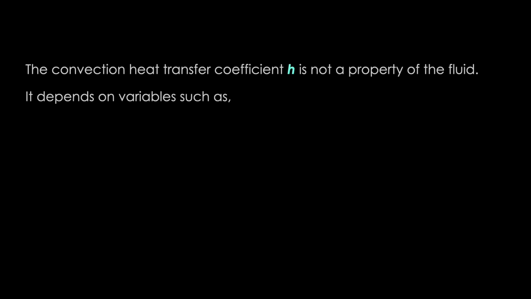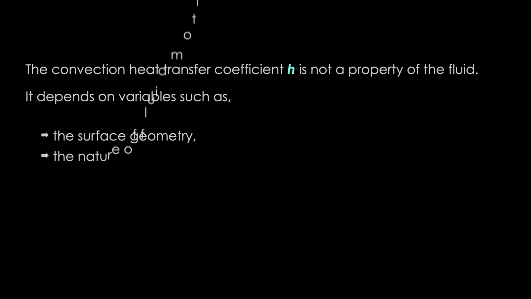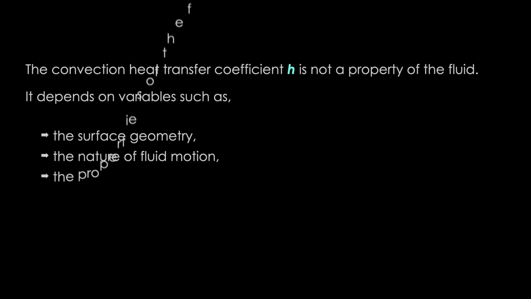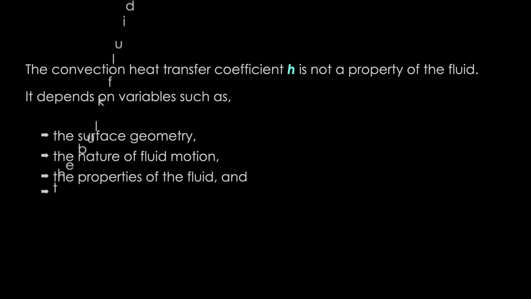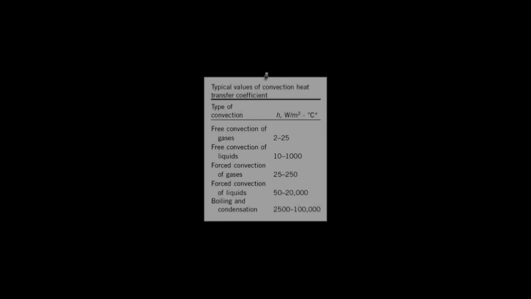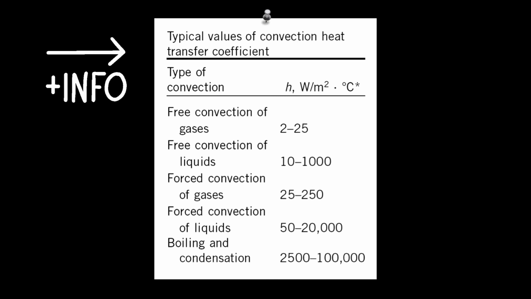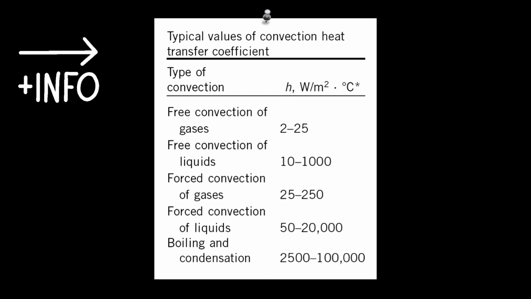The convection heat transfer coefficient h is not a fluid property. It is an experimentally determined parameter whose value depends on variables such as the surface geometry, the nature of fluid motion, the properties of the fluid, and the bulk fluid velocity. Typical values of convective heat transfer coefficients are presented. The values range from free convection to boiling modes.